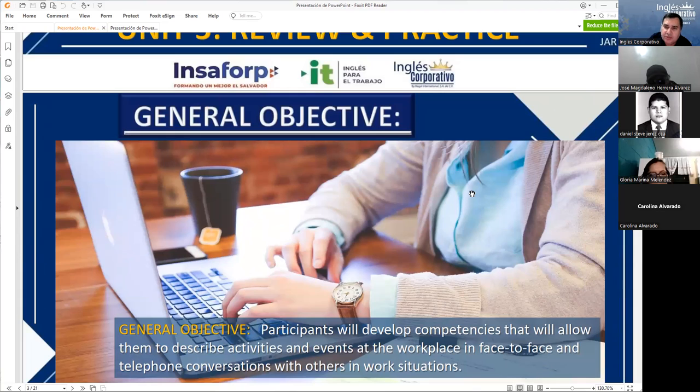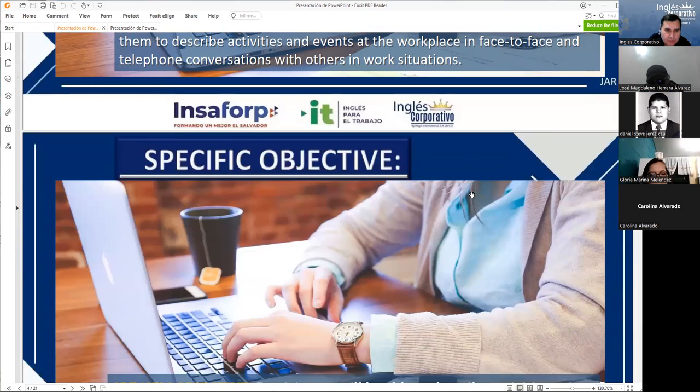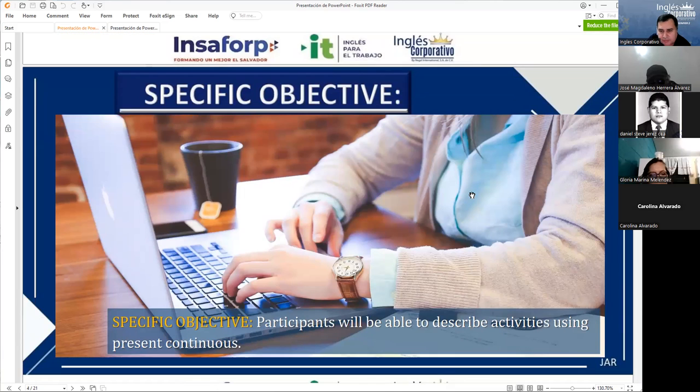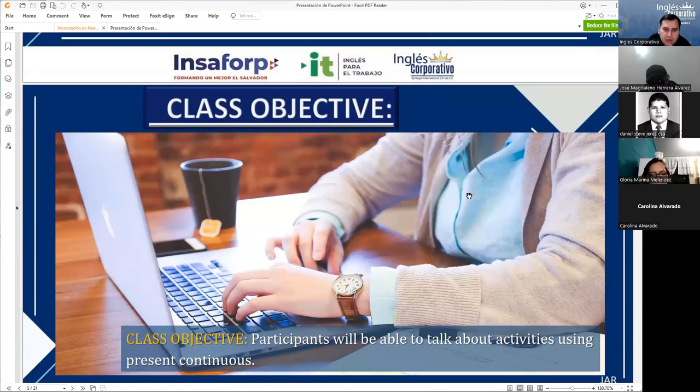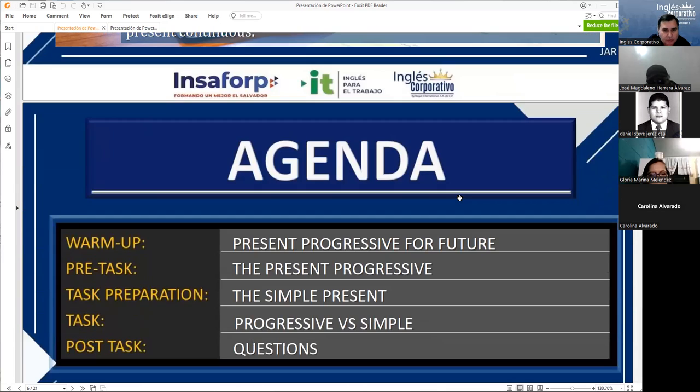Okay, this is the general objective. And this is the specific objective. This is the class objective. Participants will be able to talk about activities using present continuous. In the agenda tonight, we have present progressive for future, the present progressive, the present simple, and progressive versus simple in questions.